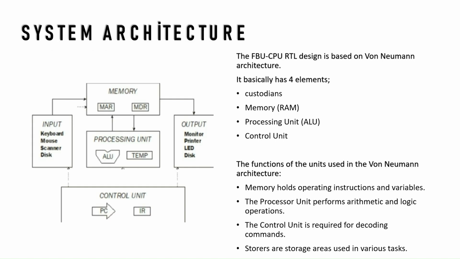System architecture: the Fbu CPU RTL design is based on von Neumann architecture. It basically has four elements: memory, which is RAM, processing units, which is ALU, control units, and storage. The functions of the units used in the von Neumann architecture: memory holds operating instructions and variables, the processor unit performs arithmetic and logic operations, the control unit is required for decoding commands, and storage areas are used in various tasks.